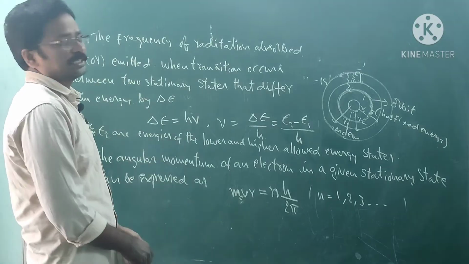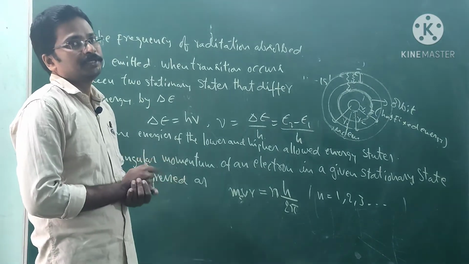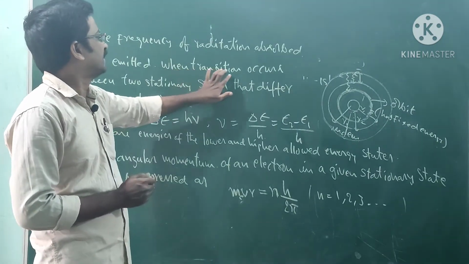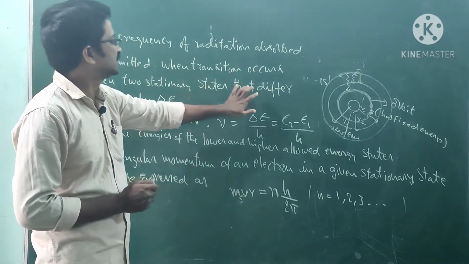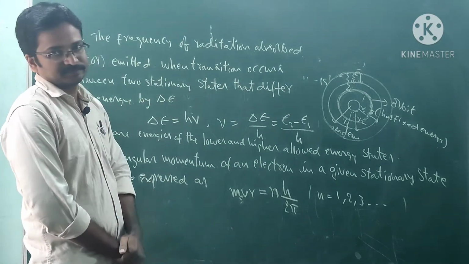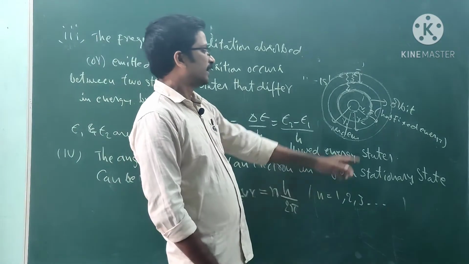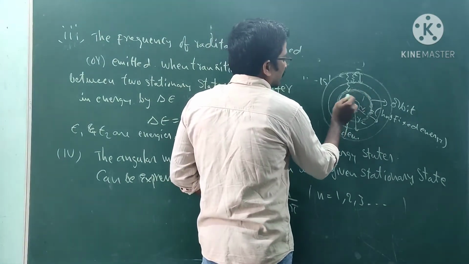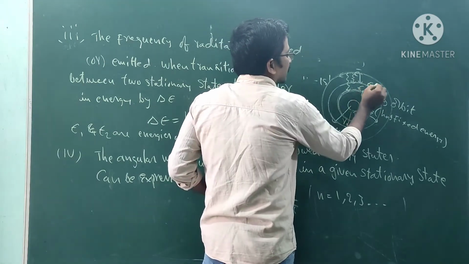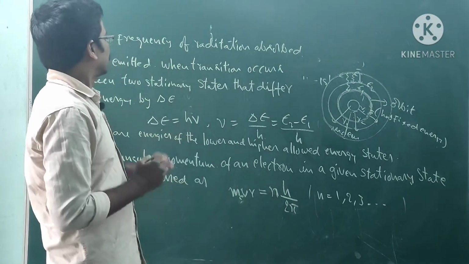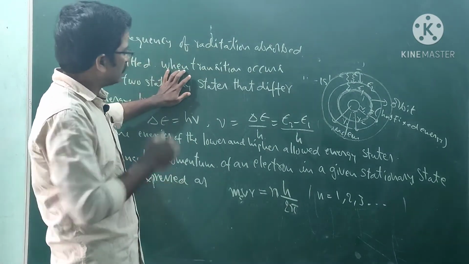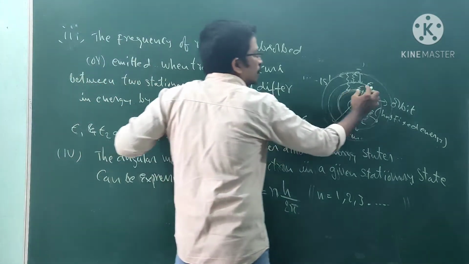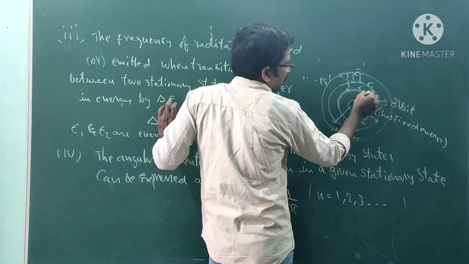Next point. This is the third point. What do you understand from the third point? The frequency of radiation absorbed or emitted when transition occurs between two stationary states that differ in energy by del E. Let us understand it. Whenever the electron goes from one level to another level, for example, the electron in this orbit has energy E1, and in this orbit the electron has energy E2. These two levels have an energy difference of del E.